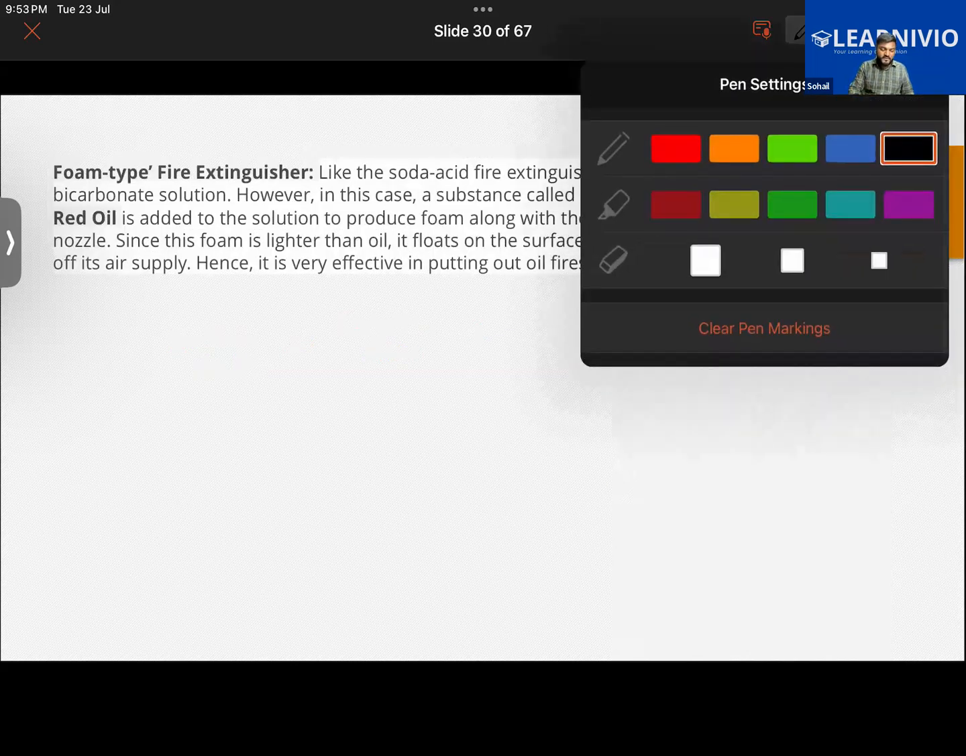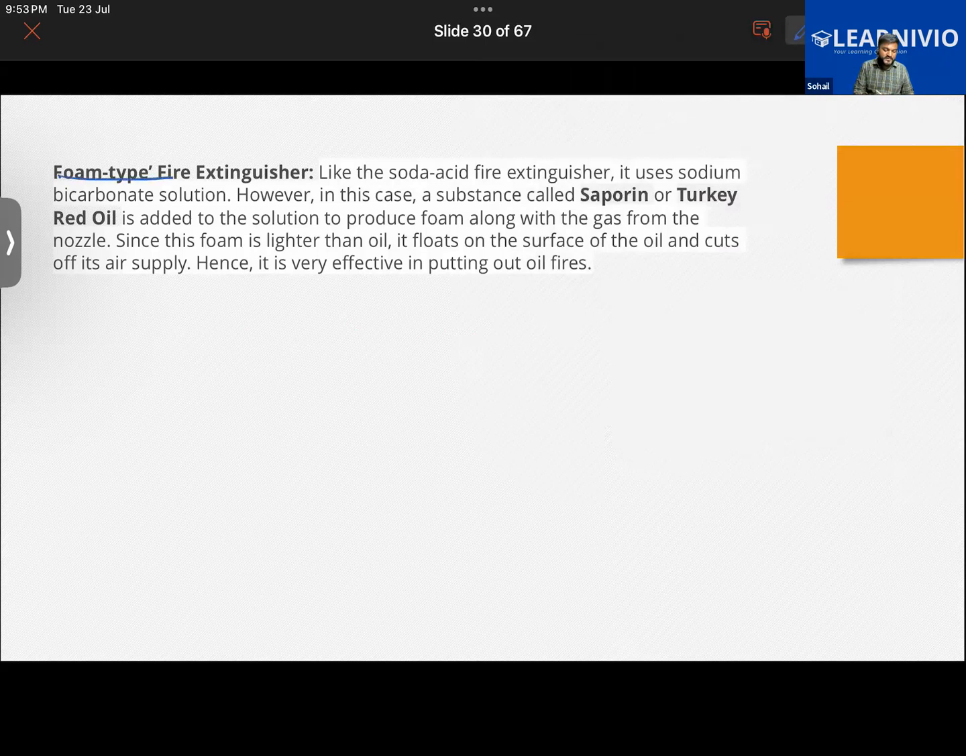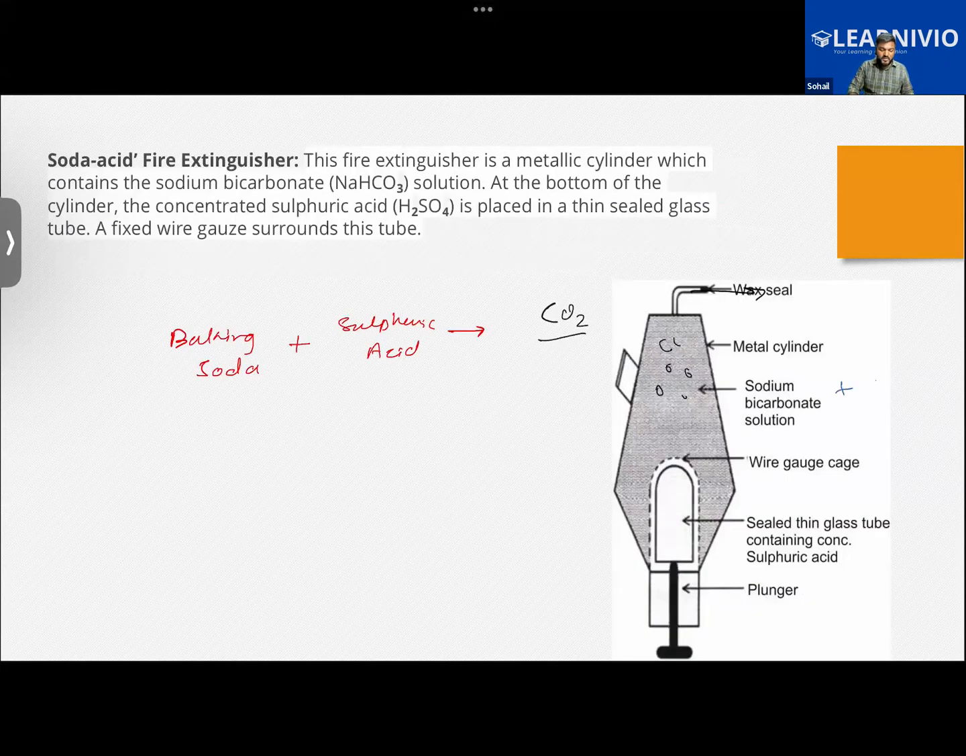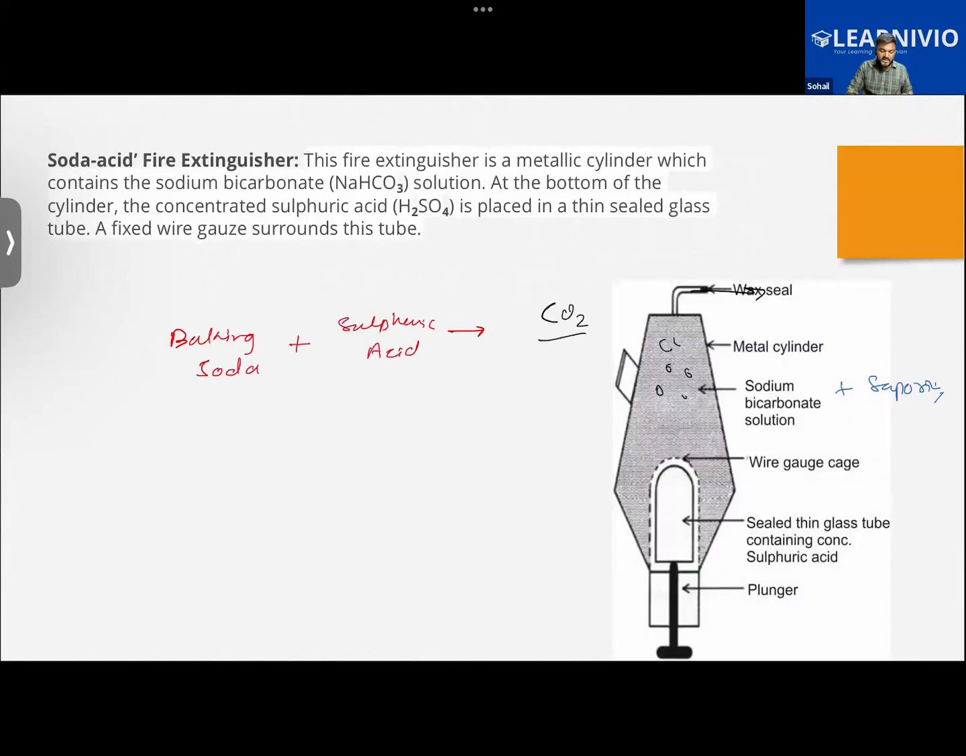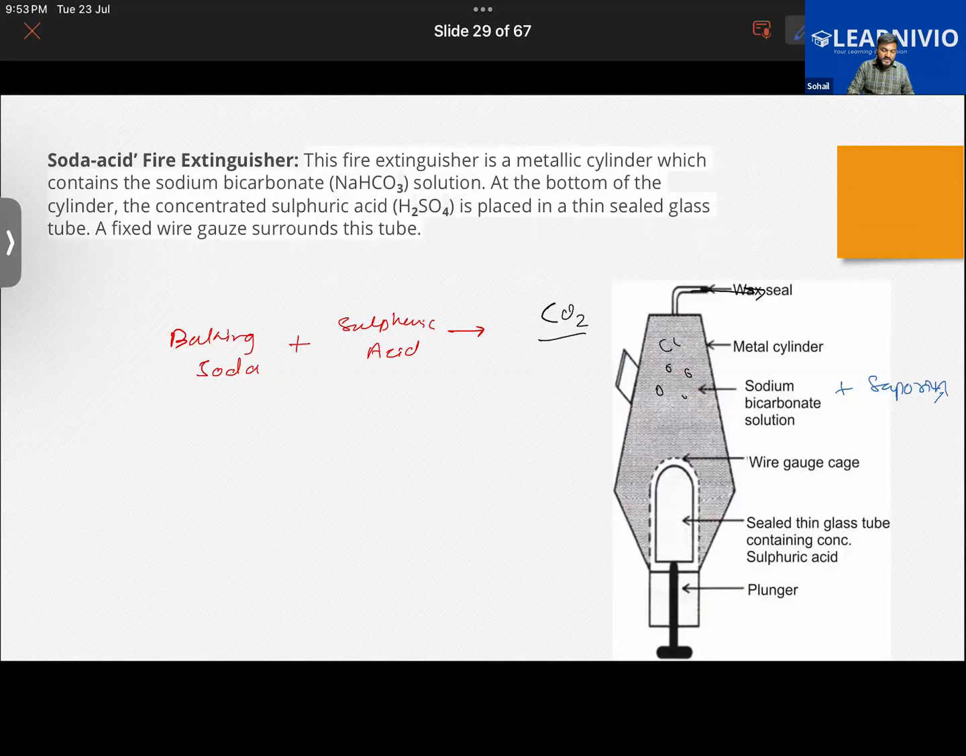Another type of fire extinguisher was the foam type fire extinguisher, in which a chemical called saponin or turkey red oil was used. You would be adding saponin to the solution. That's it. The setup would be the same, but a chemical called saponin was used. In that case, along with carbon dioxide, foam will also be given off.